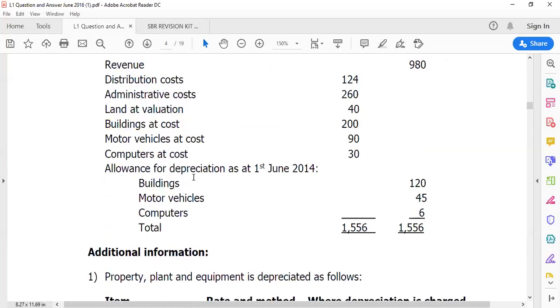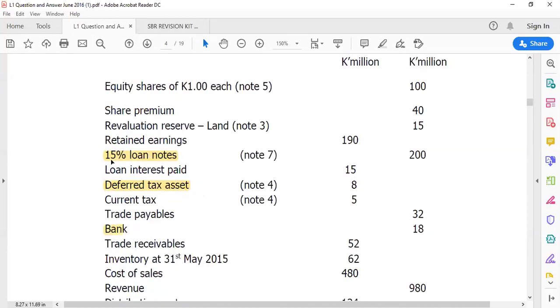How do I know? Because from this loan, what the examiner will tell you is that part of the interest was paid. See the loan interest paid. See that one, the 15, it goes under current liabilities. So you pick all the 3 marks, please, before you confuse yourself, and post. So let's go and post those 3 marks.